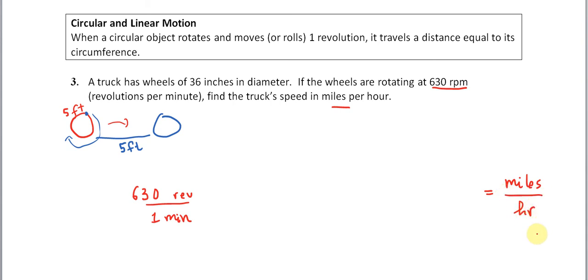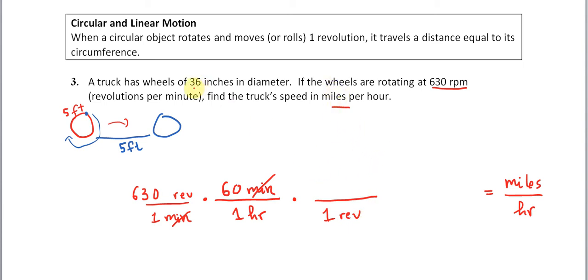Okay, so let's walk through this a little bit at a time. The first thing I'm going to do is take care of my time here. For every 1 minute, for every hour, there's a 60-minute conversion rate, 60 minutes for 1 hour. Right, so that's going to get the minutes to cancel out. And then for 630 revolutions, this is where the linear motion comes in. 1 revolution will be the circumference of the wheel.